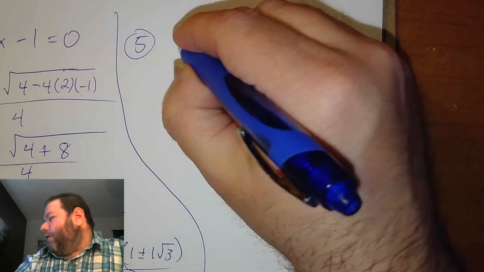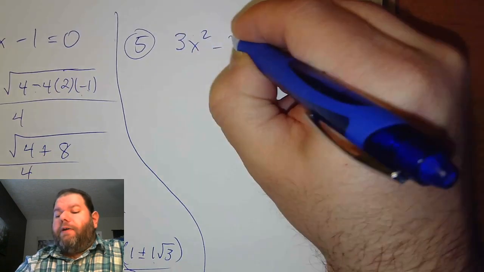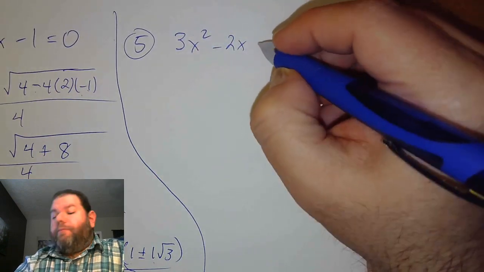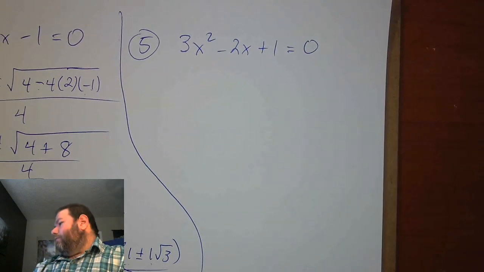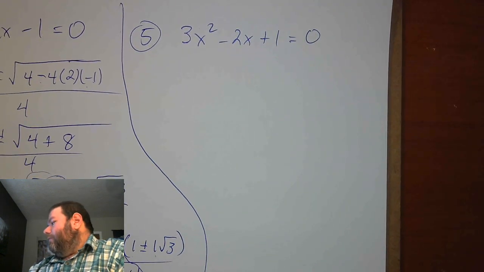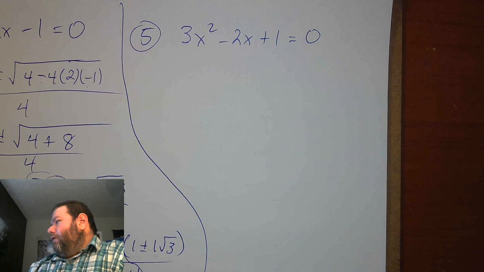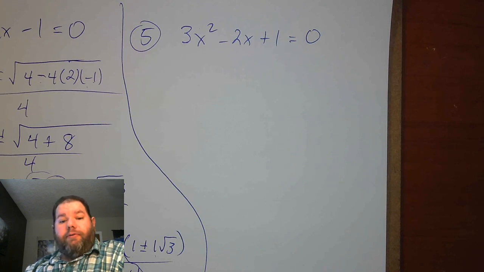Okay, for 5, we have 3x squared minus 2x plus 1 is equal to 0. Alright, and again, with the 3x squared, we'll have to use a quadratic formula.